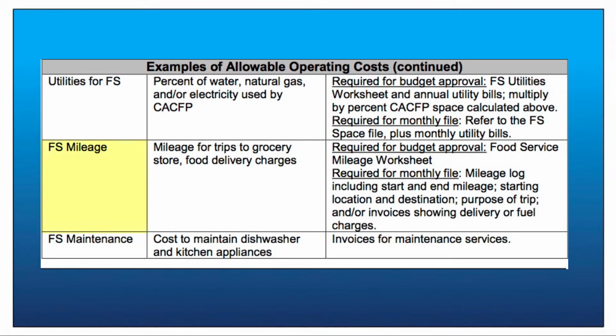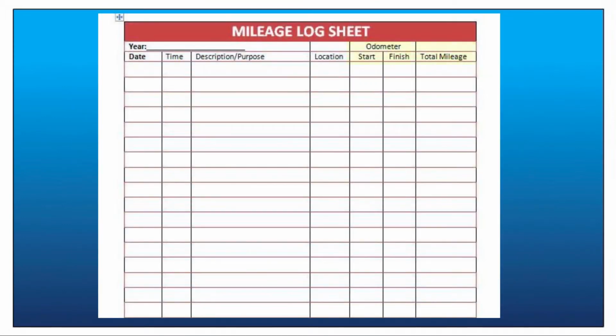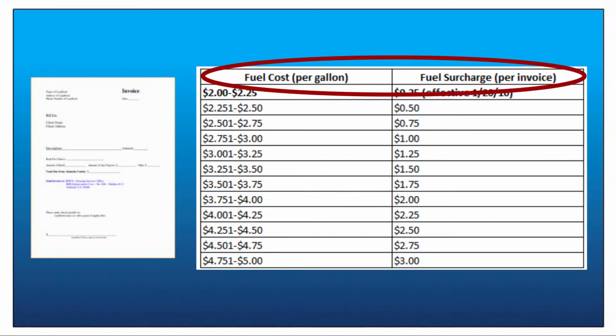Food service mileage. This includes mileage for trips to the grocery store and food delivery charges. The food service mileage worksheet is required for budget approval. A mileage log including start and end mileage, start location and destination, and purpose of the trip, or invoices showing delivery or fuel charges are required as documentation for the monthly cost claim details.